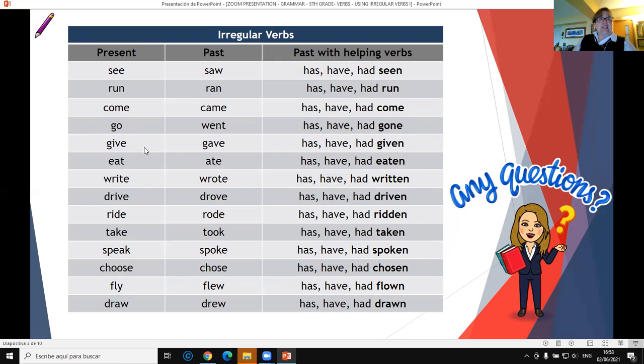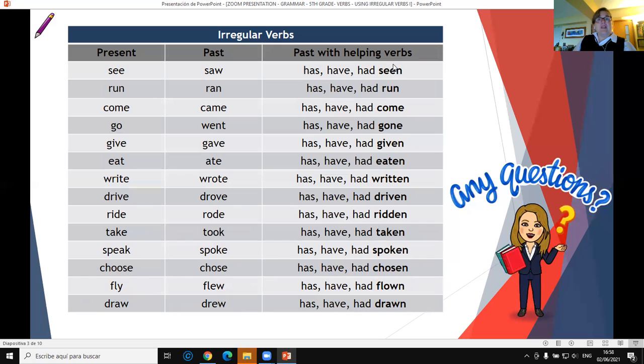For the verb give, we have gave and given. For eat, we have ate and eaten. For write, we have wrote and written. For drive, we have drove and driven. For ride, rode and ridden. For take, took and taken. For speak, spoke and spoken. For choose, chose and chosen. For fly, flew and flown. And for draw, drew and drawn.